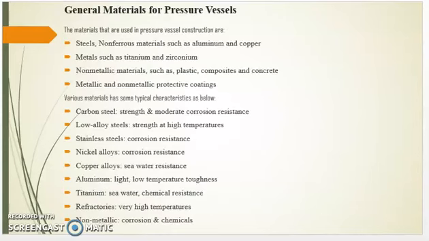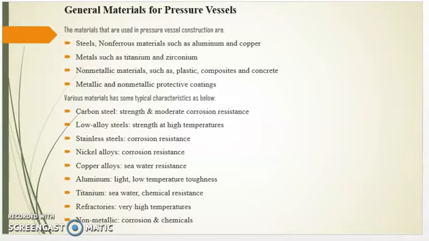Now we will see different materials used in the construction of pressure vessels. First is steels, non-ferrous metals such as aluminum and copper. Next is titanium and zirconium. Non-metallic materials are also used for construction of pressure vessels, such as plastic, composites and concrete, and metallic and non-metallic protective coatings. There are various materials used in the construction of pressure vessels and their characteristics are as discussed above.